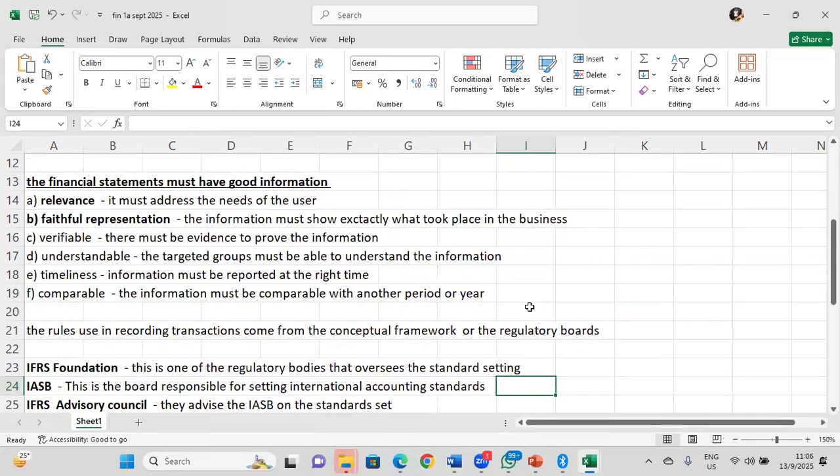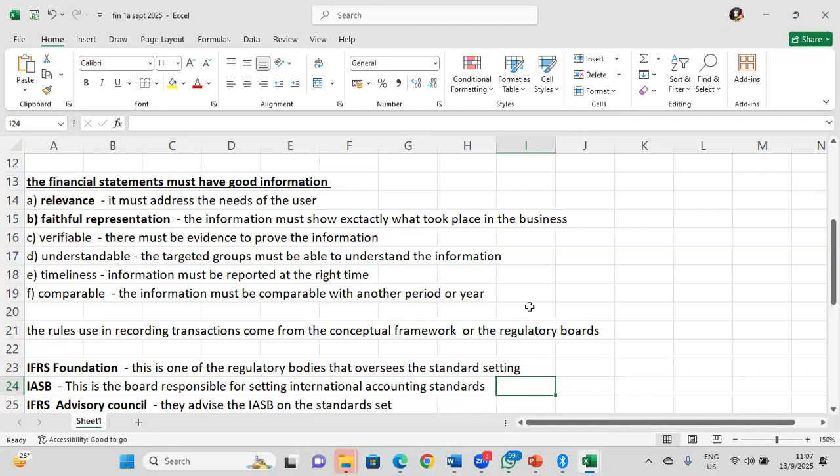When we are recording the information, there are characteristics of good information. We said it must be relevant, faithfully represented, verifiable, understandable, timely, and comparable. All these are the requirements of good information. If we are saying information is good according to the conceptual framework, then it must have these characteristics.